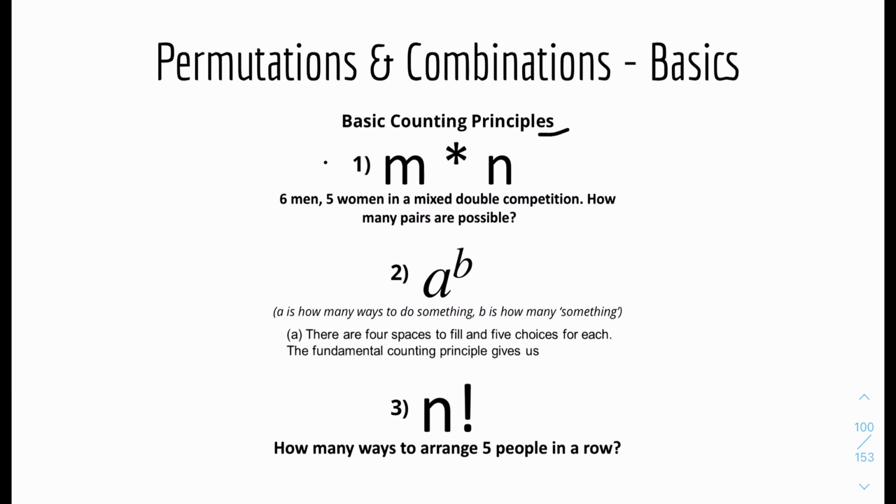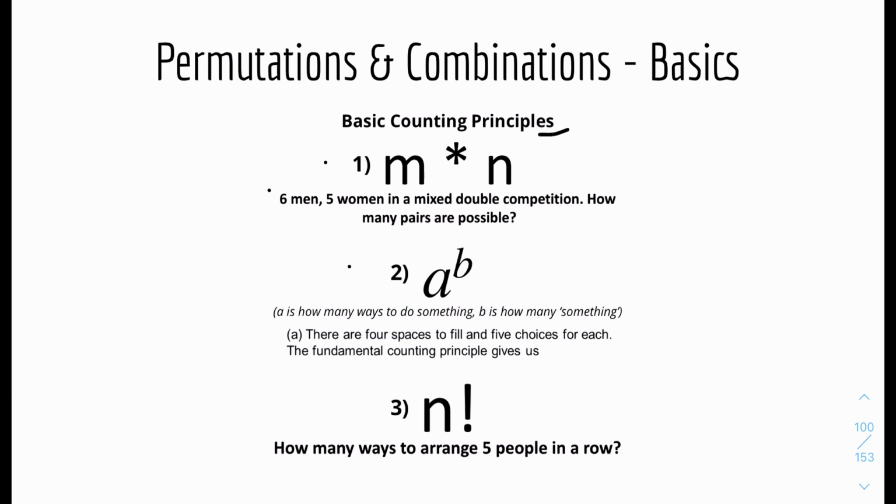When to use m times n is when you have an example like this: 6 men and 5 women in a mixed doubles competition, how many pairs are possible? You would just do 6 times 5, because it's the basic counting principle, and 6 times 5 is a way to find how many mixed doubles pairs are available. So that's number one, and we don't typically use it, but it's still something that we would use.